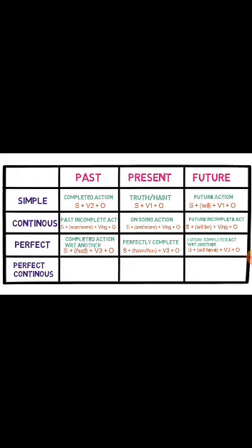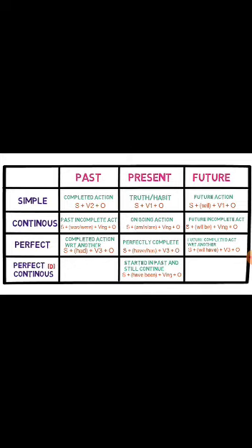Now let's look into the perfect continuous tense. In all of them, more importance is given to the duration of action. Present perfect continuous, we refer to an action that started in the past and still continues in the present. Structure is subject plus have been plus verb's ing form plus object.